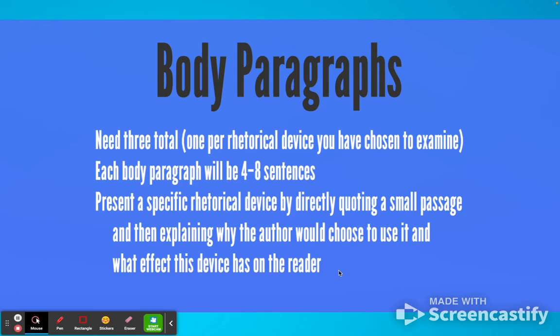All right, body paragraphs. You need 3. 1 per rhetorical device that you chose to examine. So those would be stated in your thesis statement, and then you're going to write about them in your body paragraphs. Each body paragraph will be 4 to 8 sentences and will present a specific rhetorical device by directly quoting the passage from the text and explaining why the author would choose to use it and what effect it has on the reader.